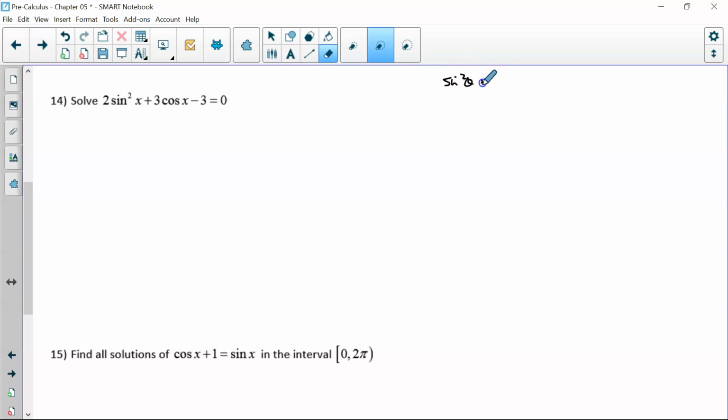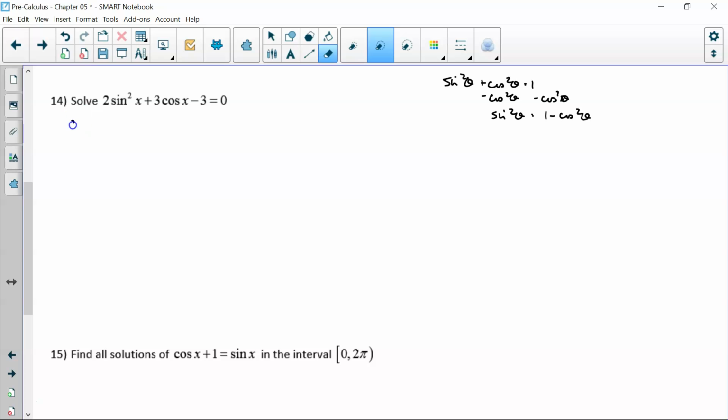squared theta plus cosine squared theta equals 1. I'm going to isolate that sine. So I'm going to subtract cosine squared theta from both sides. So I get that sine squared theta equals 1 minus cosine squared theta.